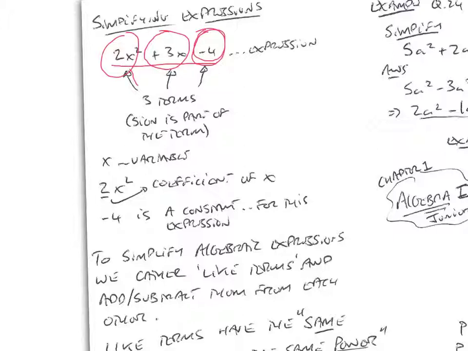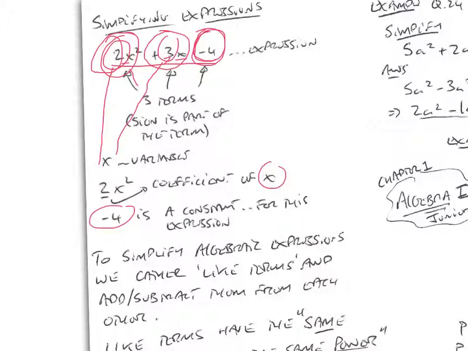x is known as the variable. The 2 beside this x squared and the 3 beside that x are the coefficients. The 2 is the coefficient of x squared, and this 3 is the coefficient of x. And minus 4 here is known as a constant because x is a variable. It can change from expression to expression, whereas minus 4 is minus 4.